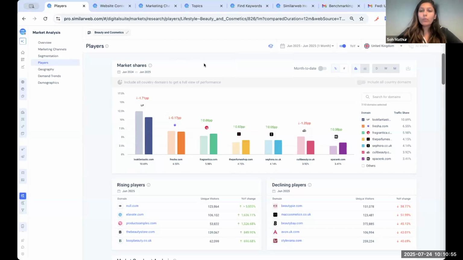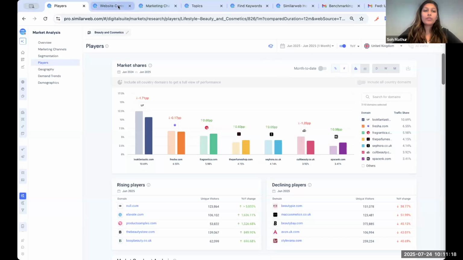But when you compare to previous year, this is June this year versus the previous year, you can see that Space NK actually is seeing the highest increase of traffic coming to them. That's almost about a 1% increase of traffic. Now, obviously, the next question that comes to mind is what is driving that increase, right?